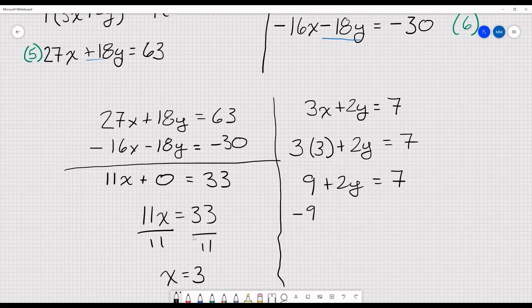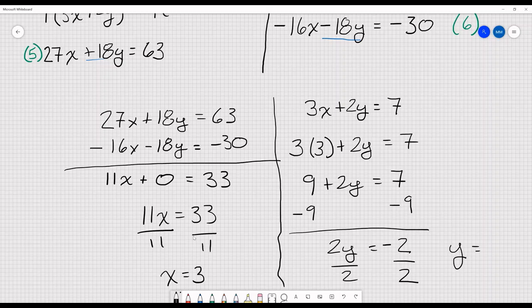Subtract 9 from each side. I find that 2y is equal to negative 2. I divide both sides by 2. This tells me y must be equal to negative 1. So my proposed solution is x equals 3, y equals negative 1.